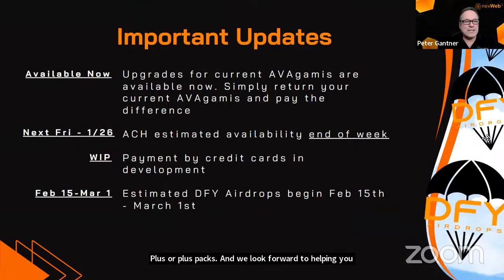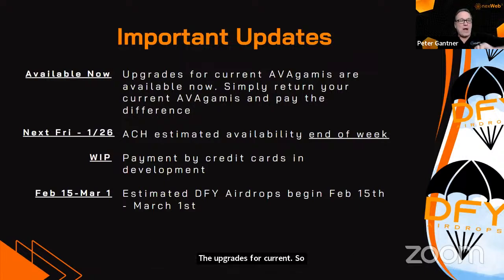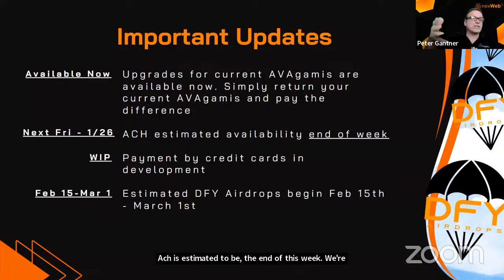We have a couple important dates. The upgrades for current Avigami: we launched the Avigamis first, and now we're launching the DFY. So if you hold an Avigami, you can simply upgrade, and we'll apply that towards your package price. ACH is estimated to be the end of this week. We're going to be testing it tomorrow, so it'll actually probably be the beginning of next week where we'll accept ACH. Right now, payments are done via crypto, but if you need help with that, you can apply one of your concierge sessions towards getting you through that process. We're still working on credit card payments. We don't know when that will happen, but we are working on it.